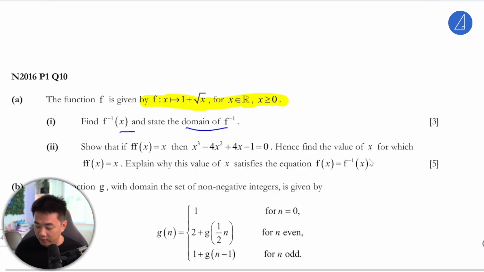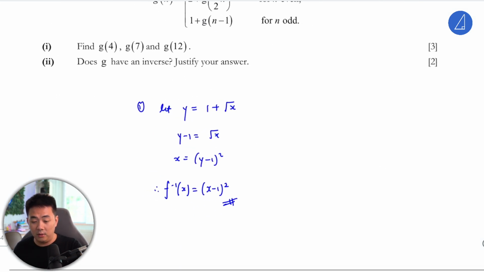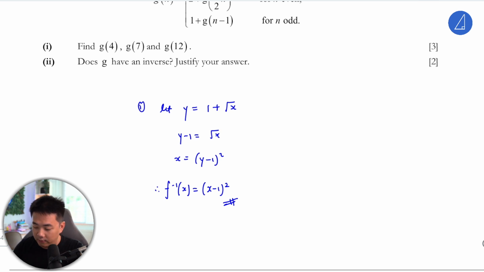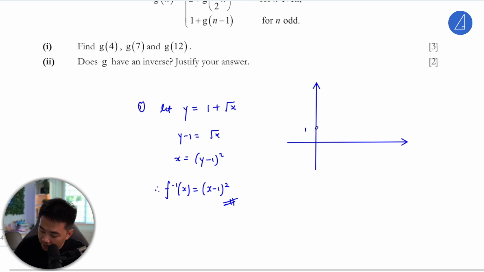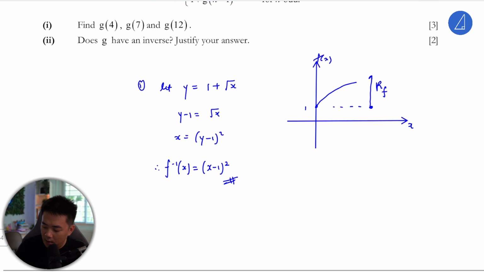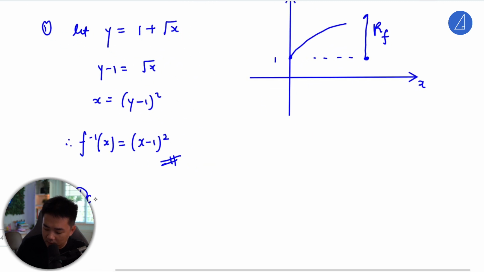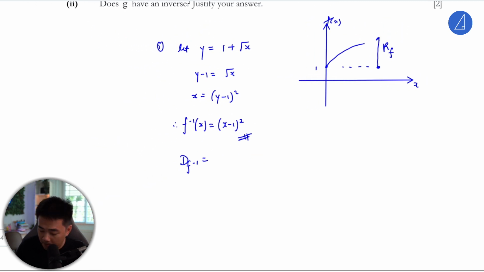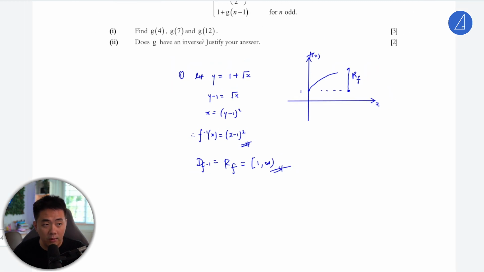The domain of f inverse will be the range of f. That's why we need to see what the graph looks like. So the graph looks something like that. This is f of x. This is not part of the solution, so don't worry. This is the range of f. So the domain of f inverse is equal to the range of f, which means it is at least 1 to infinity. Okay, so that's how you do the first part.